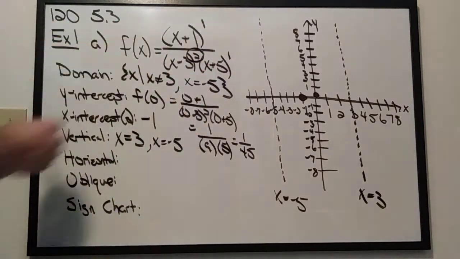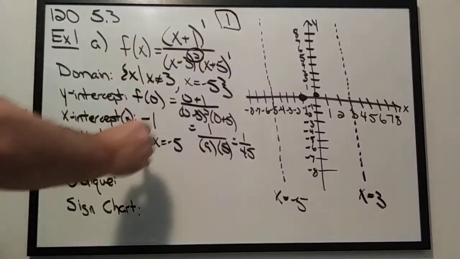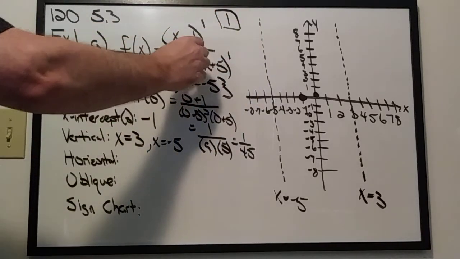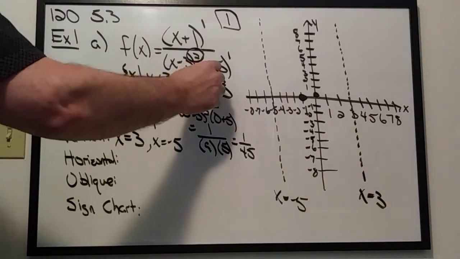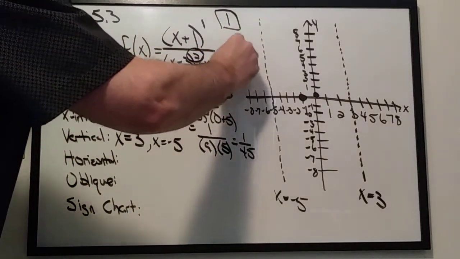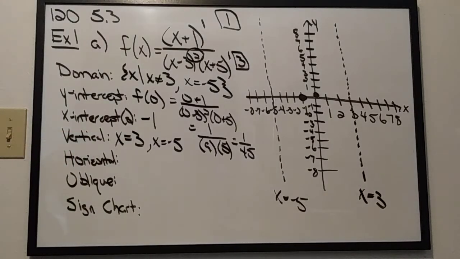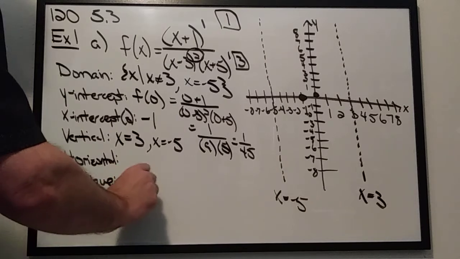So x plus 1 to the first power. That means that our numerator has a power of 1. And then we have x minus 3 squared and x plus 5 to the first in the denominator. So we're going to have an x squared and an x to the first. X squared times x to the first is x to the third. So we're going to have a power of 3 in the denominator. So in this case, the degree of the numerator is less than the degree of the denominator. So the first thing you should have from section 5.2 is that if the degree of the numerator is less than the degree of the denominator, you're going to have a horizontal asymptote. So we'll come down here to oblique and say none.